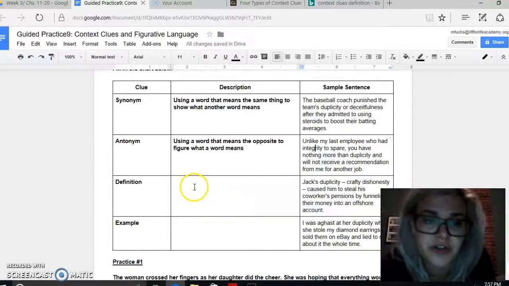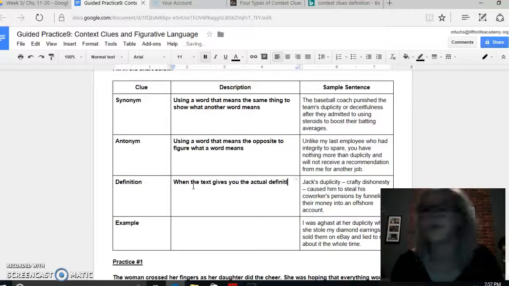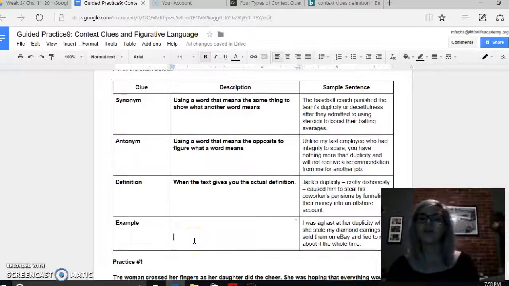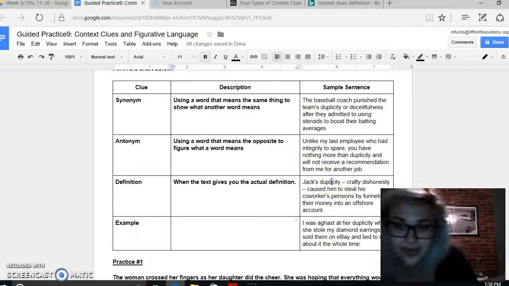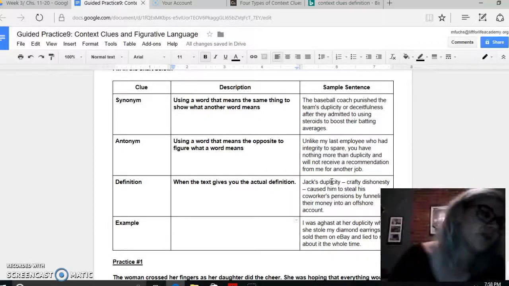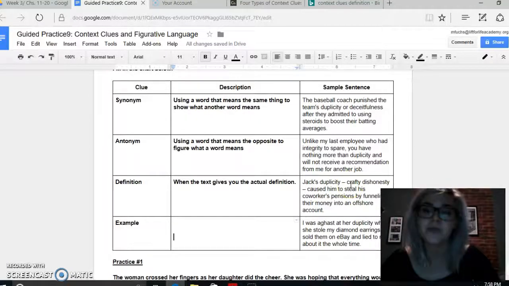Next, we have a definition. This is when the text gives you the actual definition. This happens a lot, but oftentimes we don't notice it because we see a word and we're like, oh my gosh, I don't know what this means. But if you keep reading, it will tell you. So when it says Jack's duplicity, crafty dishonesty, so like being dishonest, caused him to steal his co-workers' pensions by funneling their money into an offshore account. If you keep reading, oftentimes it will actually give you the definition of the word that is there.